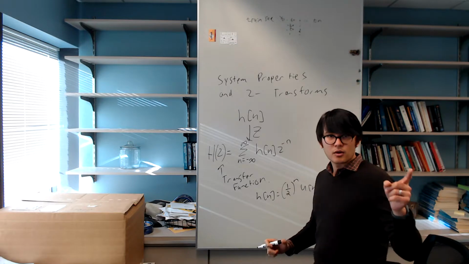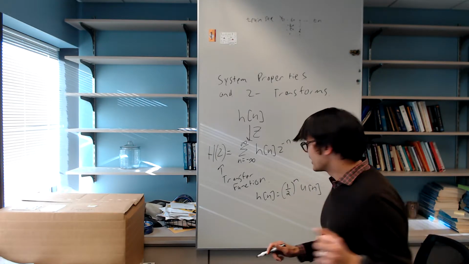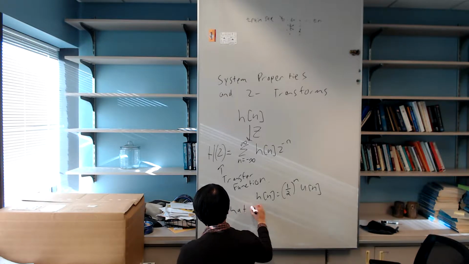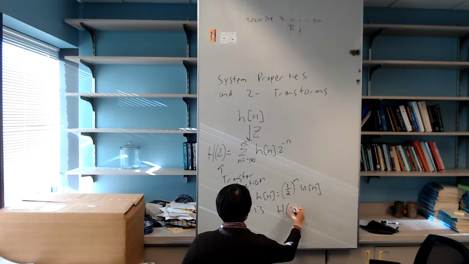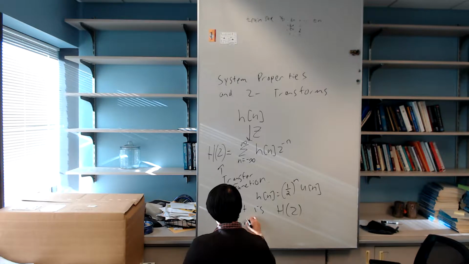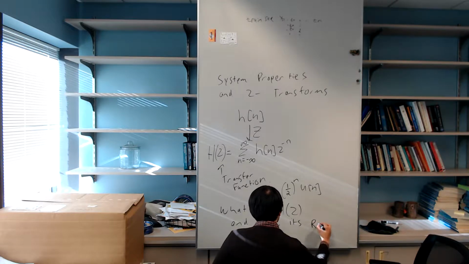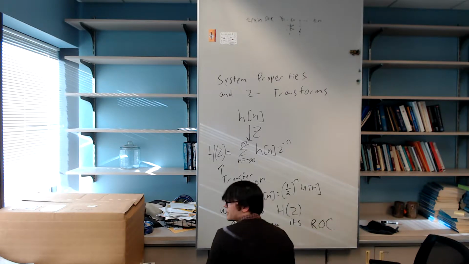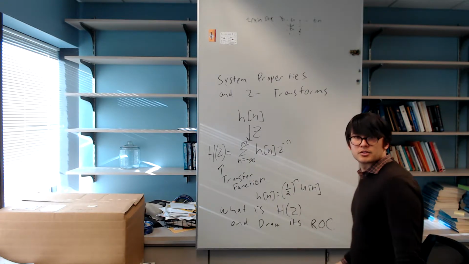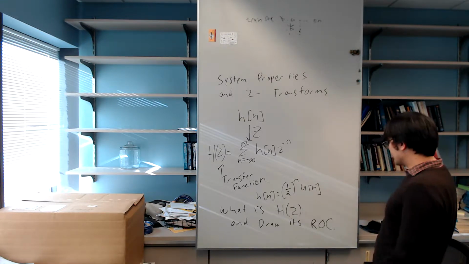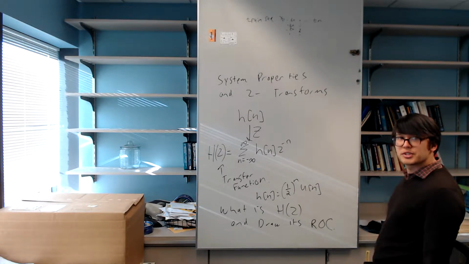So everybody go ahead and calculate what is h of z and draw its region of convergence, the ROC. All right, so class, everybody do this. Calculate h of z and draw its region of convergence.